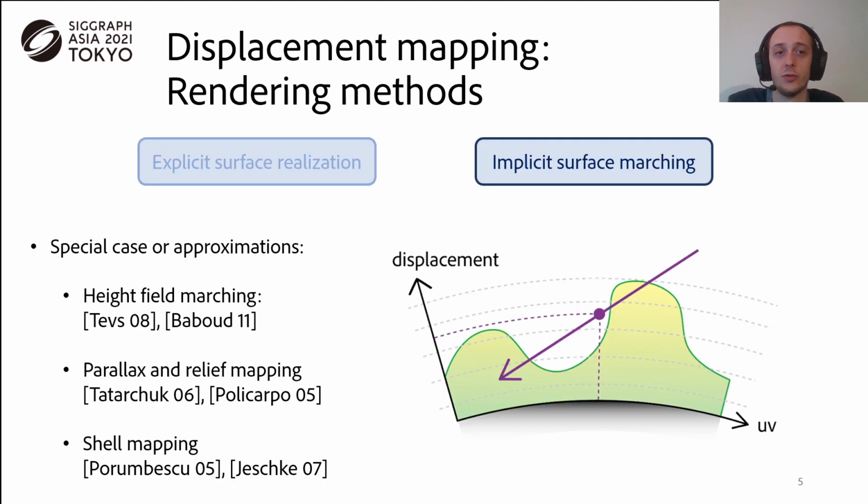One other approach is to consider instead the displaced surface as an implicit surface that can be intersected using ray marching. However, existing methods either work for special cases or have to make approximations on the displaced surface.